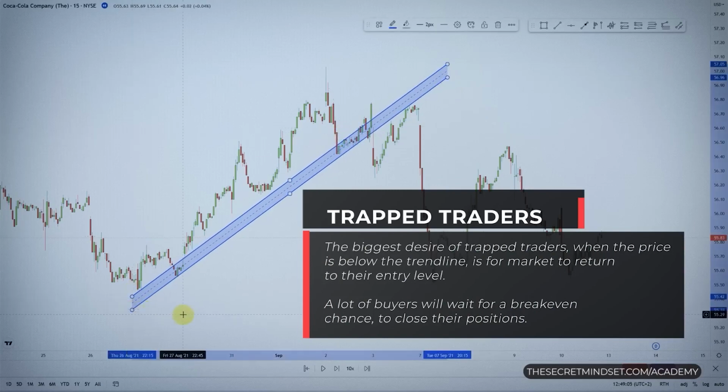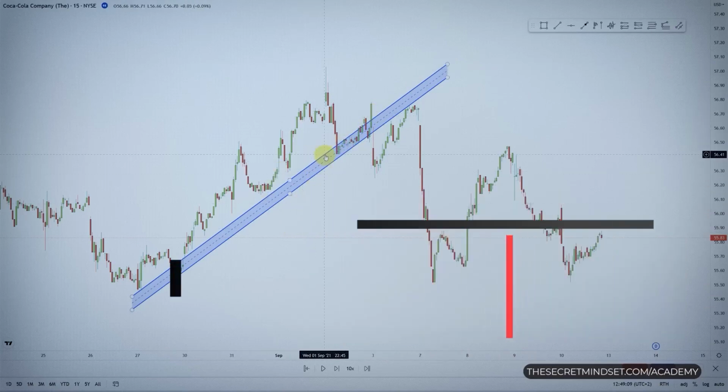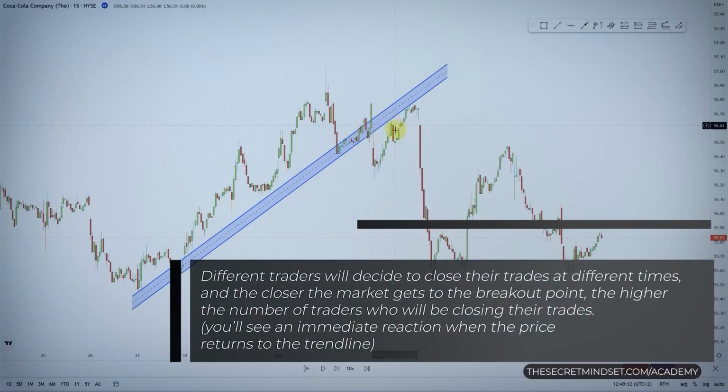A lot of buyers will wait for a break-even chance to close their positions. Different traders will decide to close their trades at different times, and the closer the market gets to the breakout point, the higher the number of traders who will be closing their trades. That's why you'll see an immediate reaction when the price returns to the trend line.